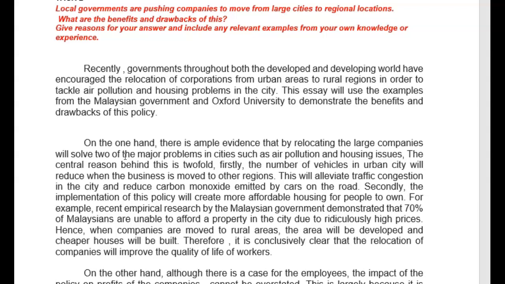The central reason behind, you need a full stop here. Is that a full stop? Let me see. I can't really tell what you have there. It looks like a comma. This should be a full stop. The central reason behind this is twofold.